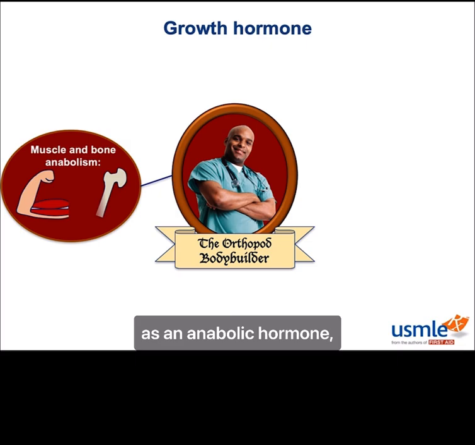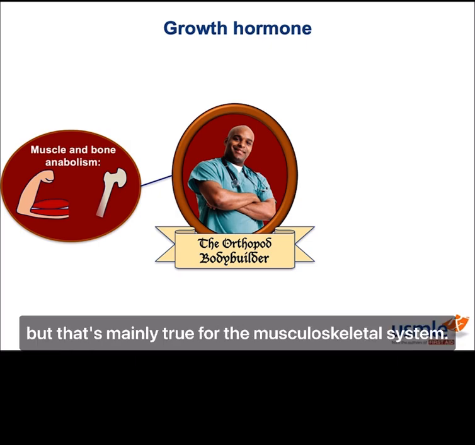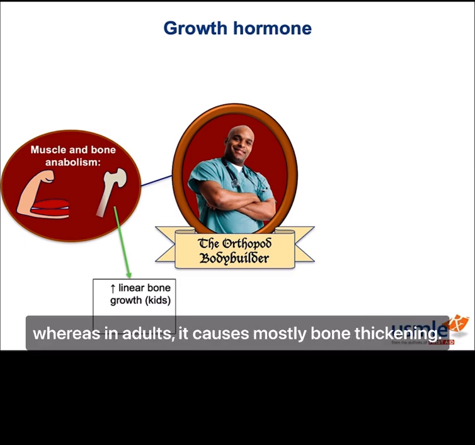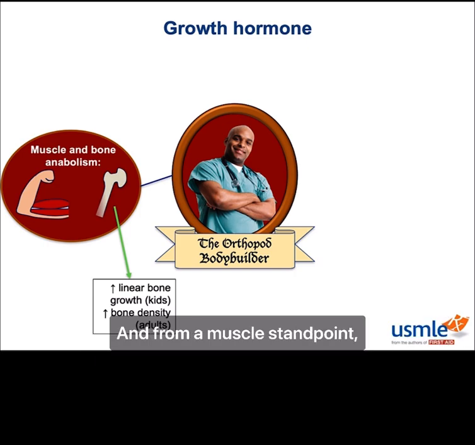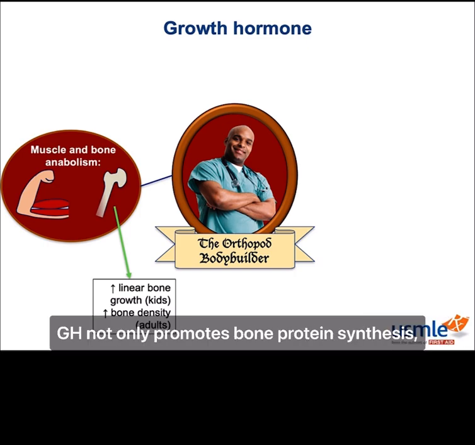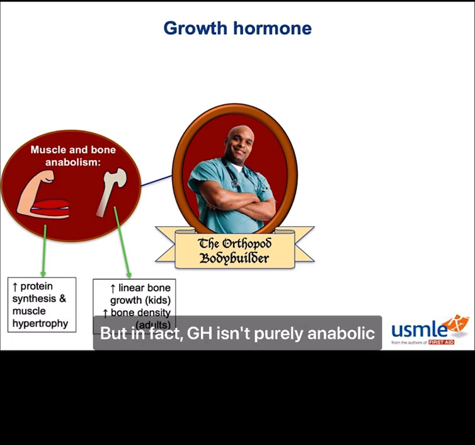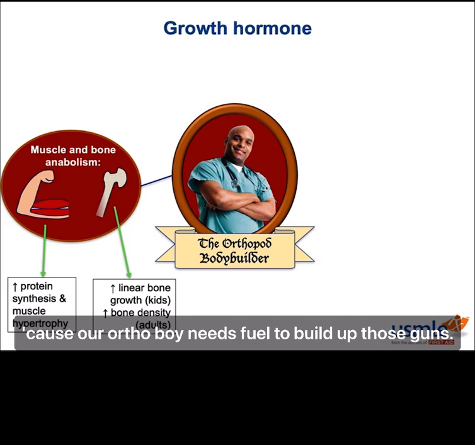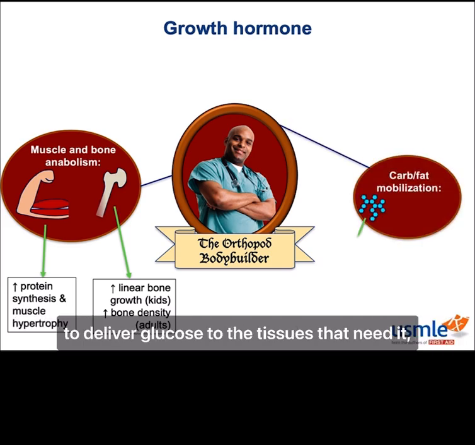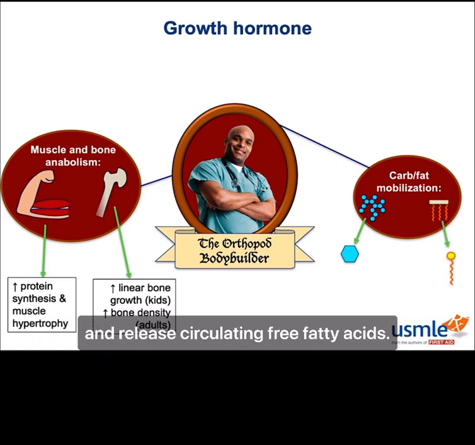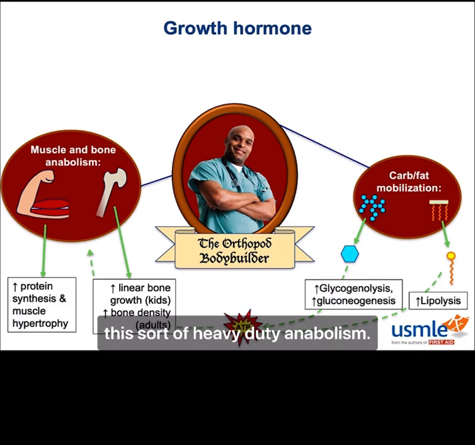Growth hormone is sometimes thought of as an anabolic hormone, but that's mainly true for the musculoskeletal system. Its main physiologic role in childhood and adolescence is to cause linear bone growth, whereas in adults, it causes mostly bone thickening. And from a muscle standpoint, GH not only promotes bone protein synthesis, but also directly causes the muscle fibers to hypertrophy. But in fact, GH isn't purely anabolic, because our ortho boy needs fuel to build up those guns. Glycogen stores are mobilized to deliver glucose to the tissues that need it, and adipocytes break down their stored triglycerides and release circulating free fatty acids. Building up protein in bone ain't cheap, from an energy perspective, and together these mobilized substrates provide the ATP needed to power this sort of heavy-duty anabolism.